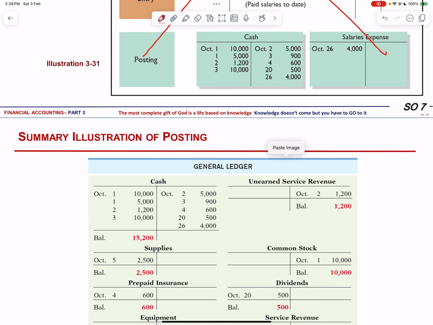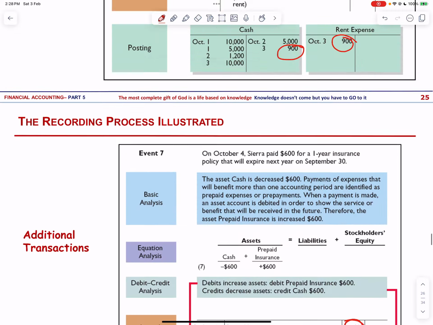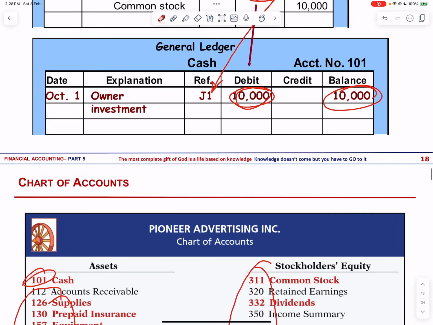And then you can see that this is the summary of the cash account, where once we have recorded all the transactions, we are going to make the total. And remember that for the assets, the normal balance is debit. Why? Because the total of debit will either be equal to the credit or it will be more. It can never be less than the credit as far as assets are concerned. So that's why we have a debit balance. Unearned service revenue is a liability, and if you can recall, the normal balance for liabilities is going to be credit.